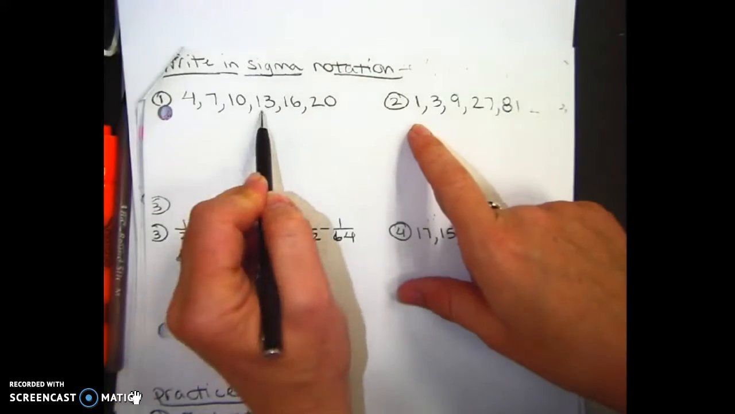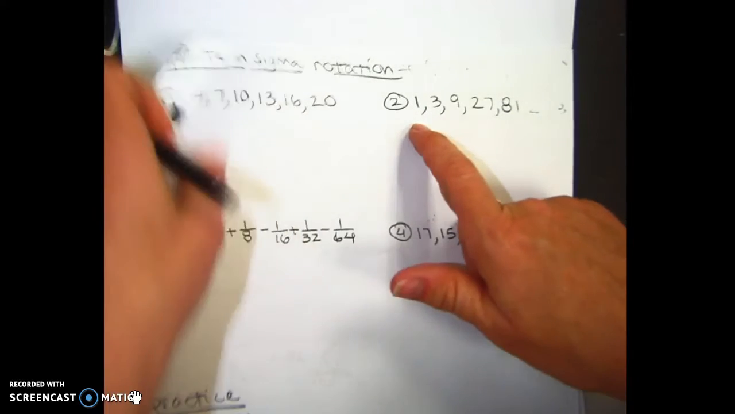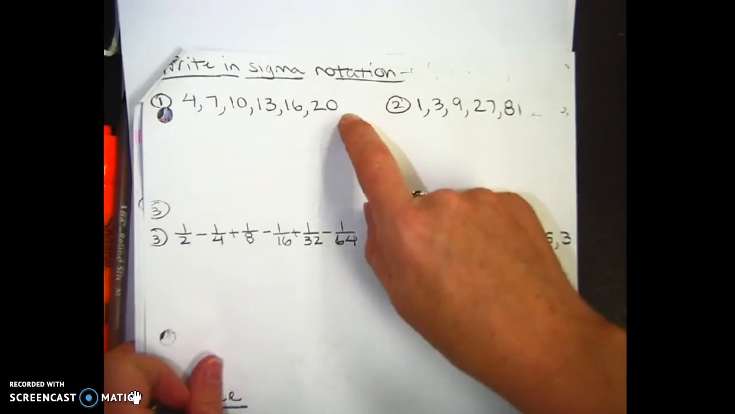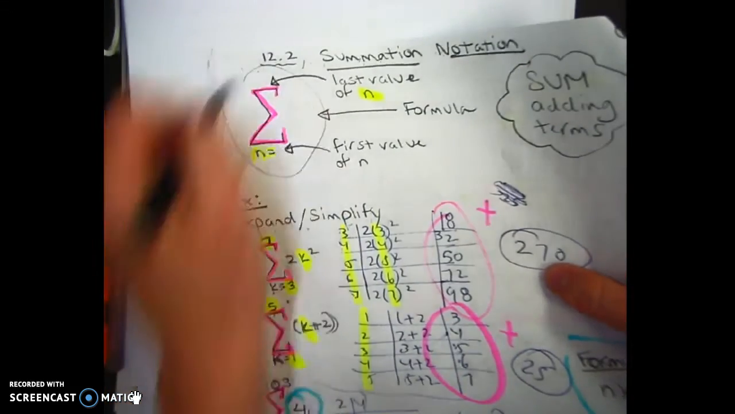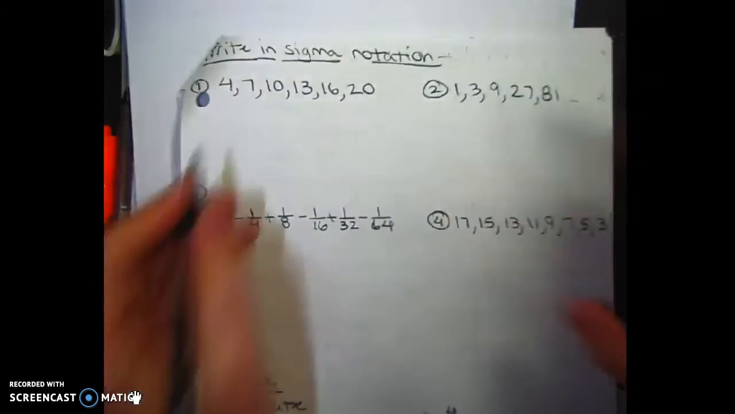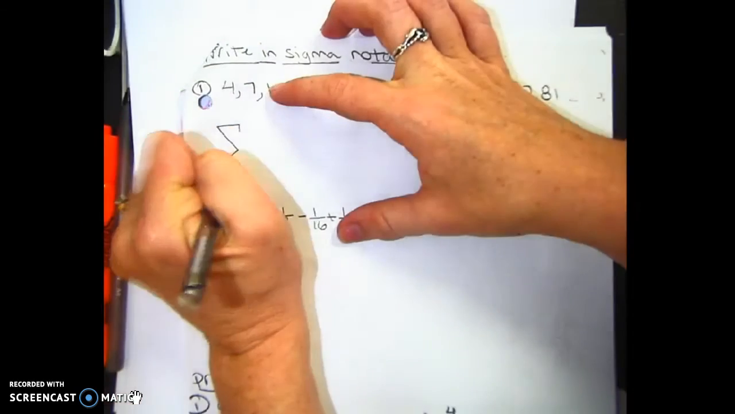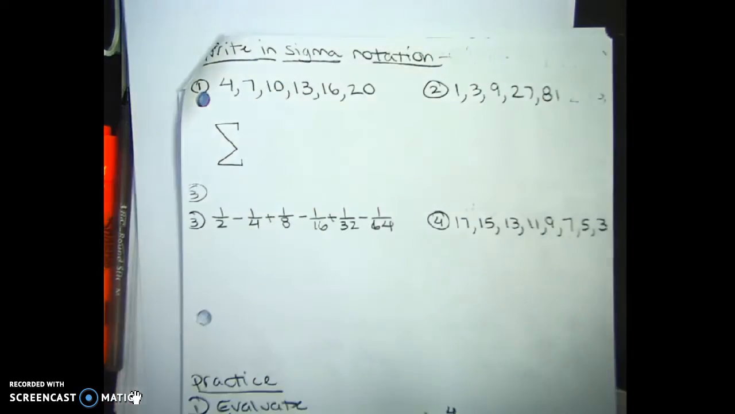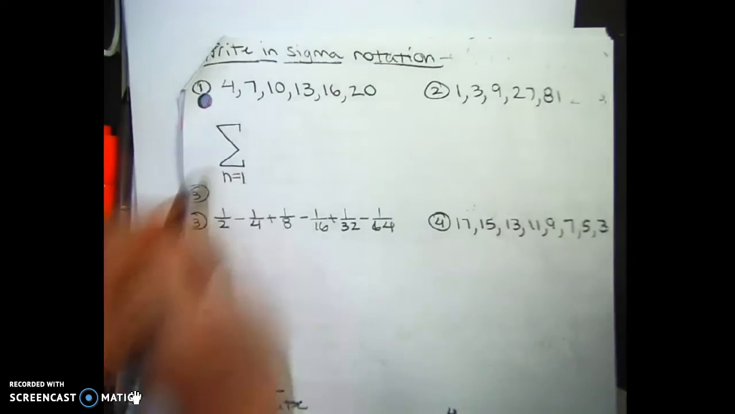So now for this page, what I need to do is write it in sigma notation. So I need to take this sequence and turn it into look like this. First thing I'm going to do is make a sigma. I have a choice. I can use an n or a k. I'll use n because that's what we're used to.